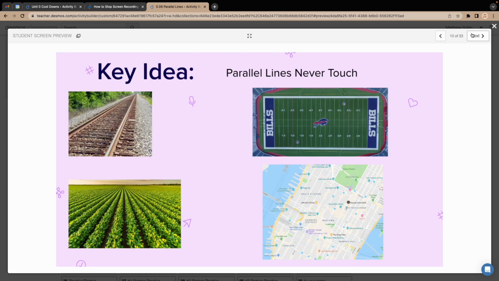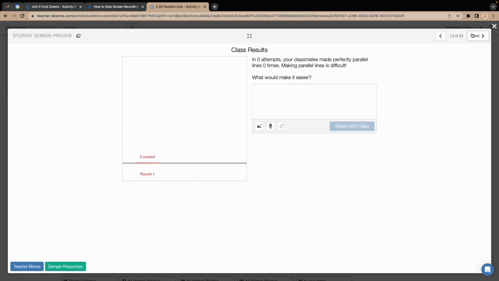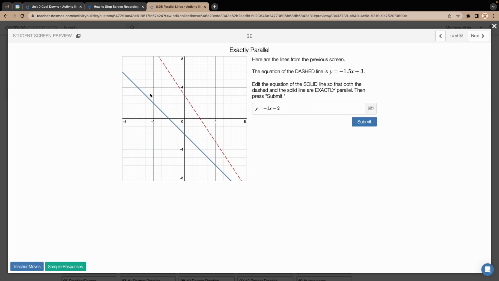So that's the big idea. They never touch. And there's one more thing that we want to talk about with parallel lines. On a graph, these lines would run into each other, and the problem is they have different slopes. So if the red line is negative 1.5x plus 3, we want to have negative 1.5 as our slope, and then we'll get parallel lines. Doesn't matter what the y-intercept is, plus 10, minus 10, whatever. These will be parallel as long as the slopes are the same.